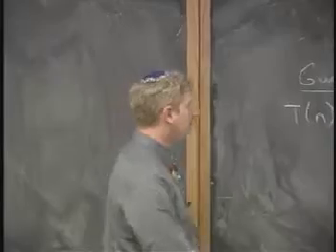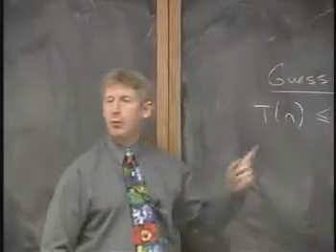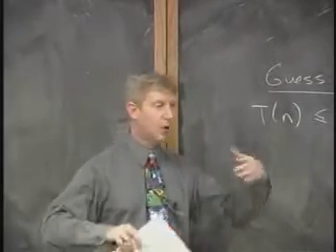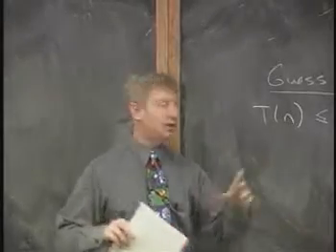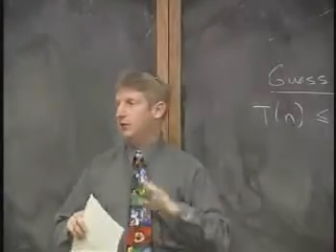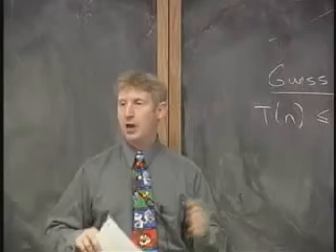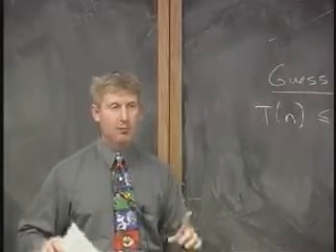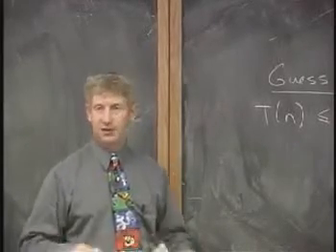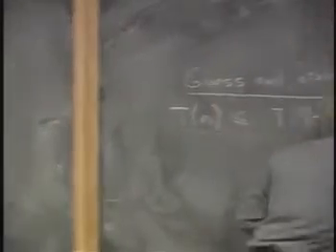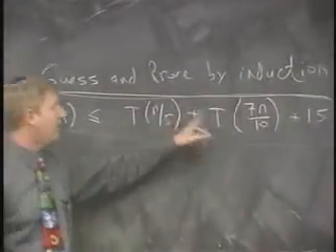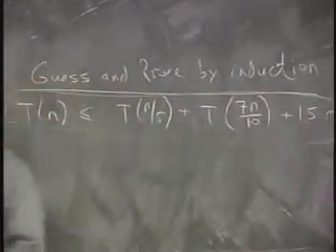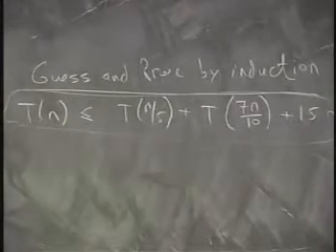So our proof is going to be by induction on the size of the problem. We're going to assume that it's linear for smaller problems, for, say, things less than n, and we're going to try to show that it's actually linear for size n, using the inductive assumption, working our way up. And the only thing we know to help us, besides the inductive assumption that it's linear, is this: we know that T of n is less than or equal to T of n over 5 plus T of 7n over 10 plus 15n.